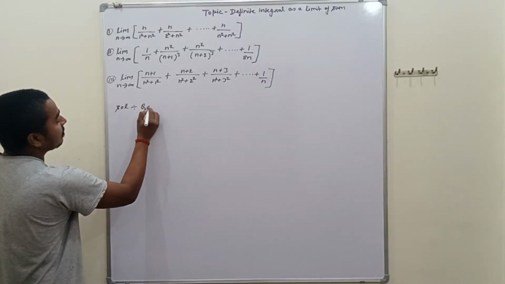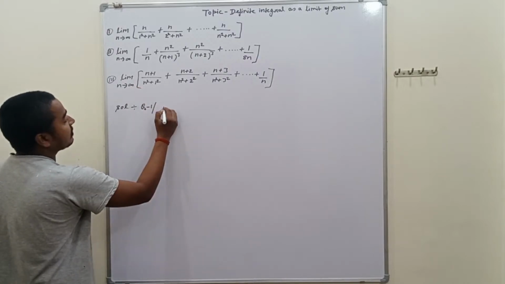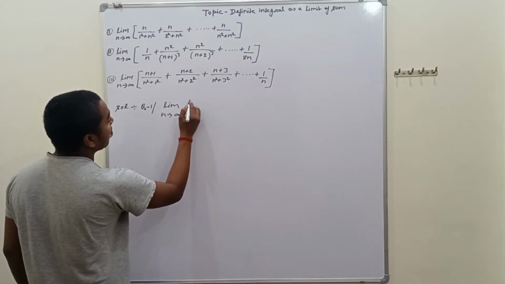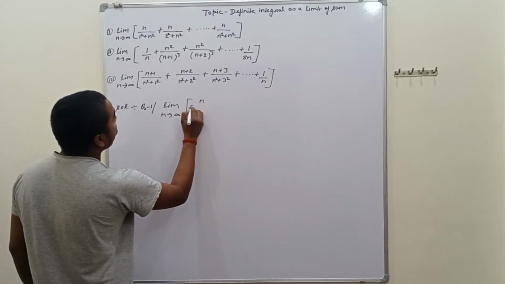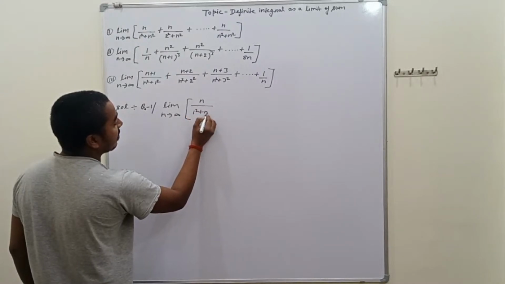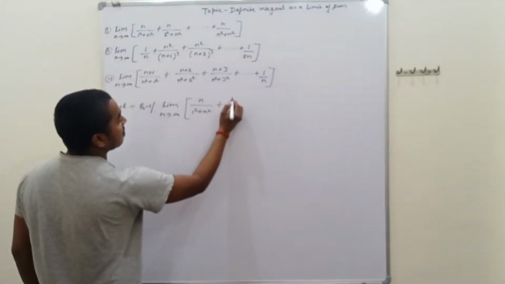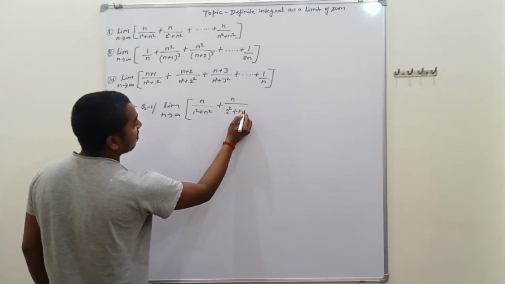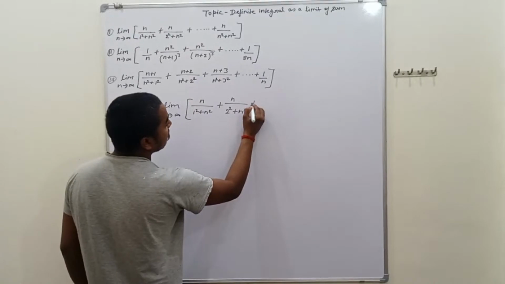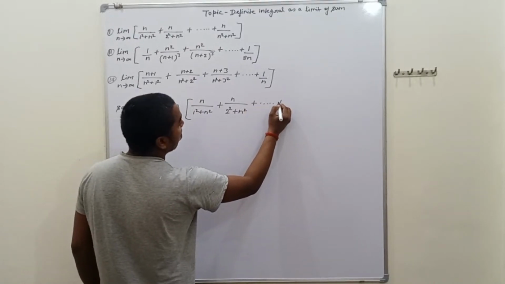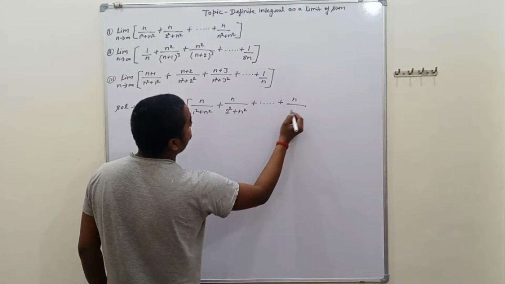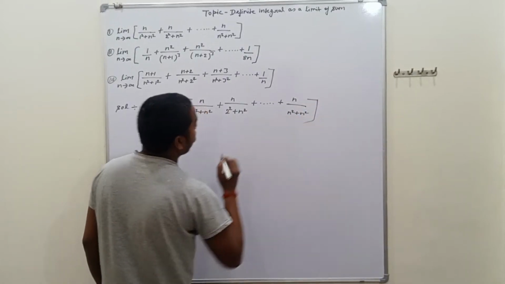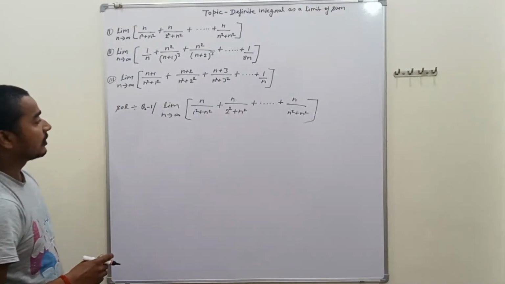Solving question one, given that is the limit as n tends to infinity of n upon 1 square plus n square, plus n upon 2 square plus n square, plus and so on, plus n upon n square plus n square. We have to first write it in the summation form.